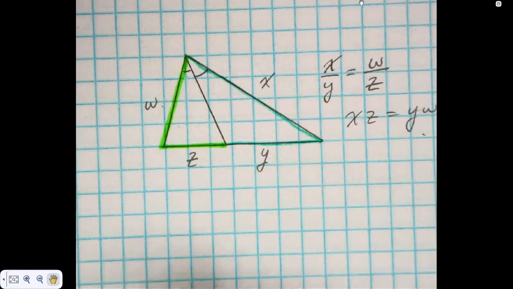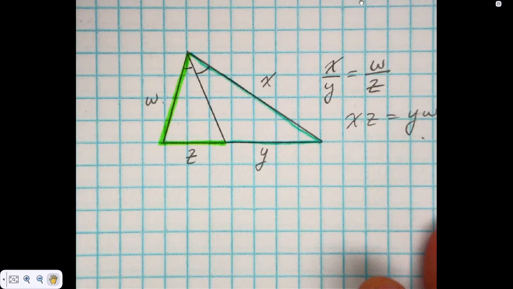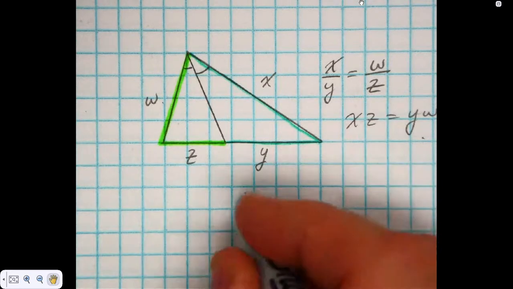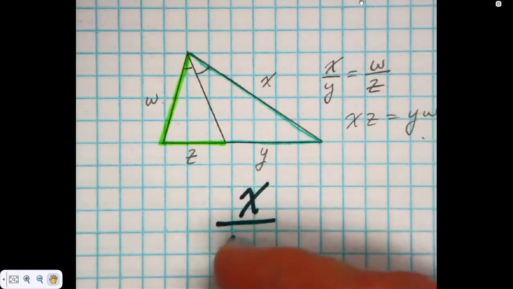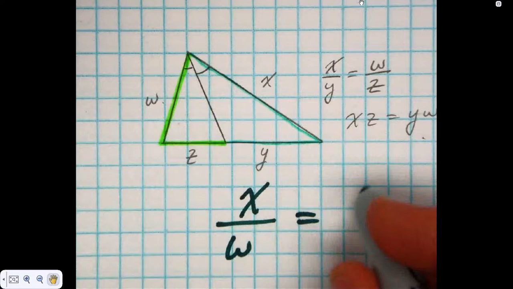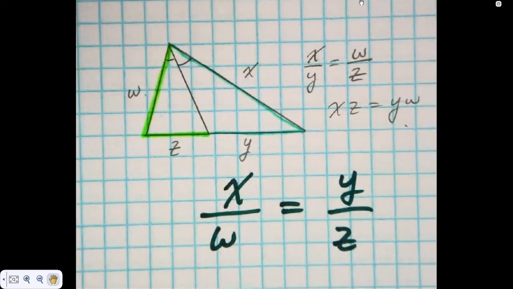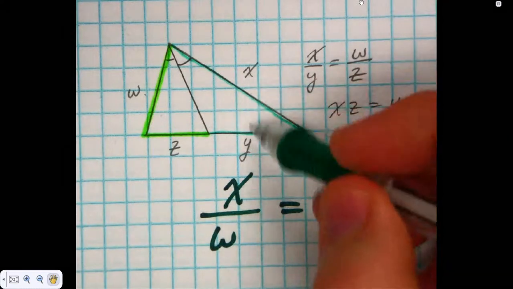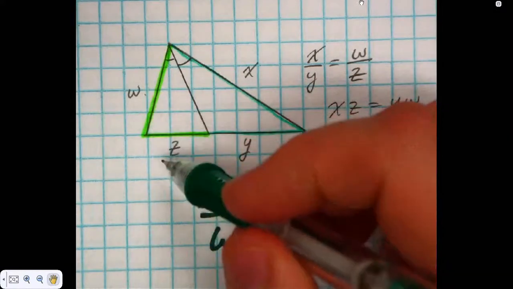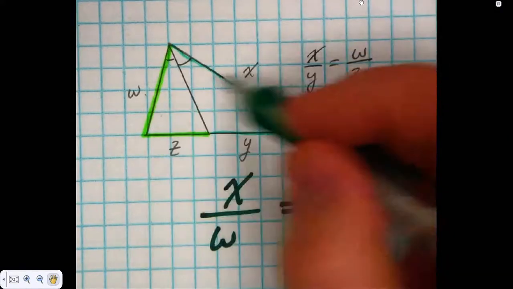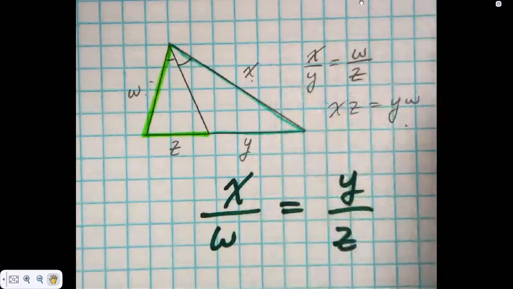YW. Now, this is how the book will give this to you, and they're right too. I'm not saying they're wrong. They will say X over W is equal to Y over Z. Now I want you to look at this. I kind of thought of the parts on the right side over the parts on the left side, right?